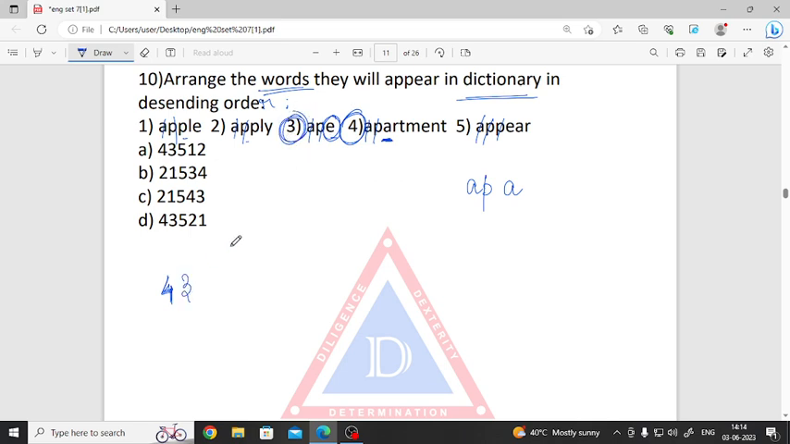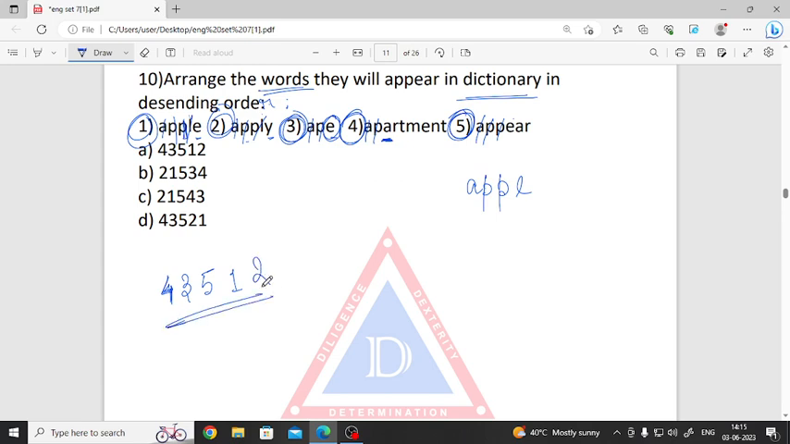So 4, 3. Then we have APP. Then P is also completed. Then we have L. Again we have L. Then we have E. E comes before L. So that means 5. This is also completed. Then L, and L is also complete. Then we have E and Y. E comes before Y. So 1. And at the end we have 2.